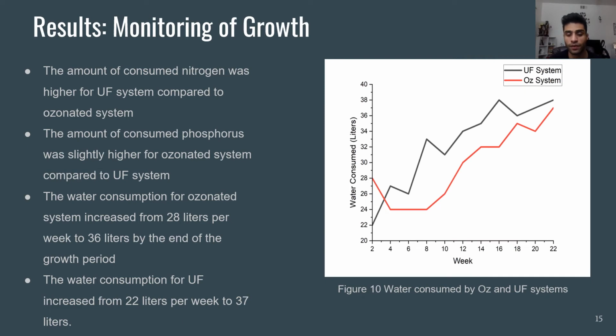And this graph shows the consumption of water over time, and you can see the water for the ozonated system increased from 28 liters per week to 36 liters per week from when the plants started growing to the point when they reach maturity. And for the UF system, the consumption increased from 22 liters to 37 liters.